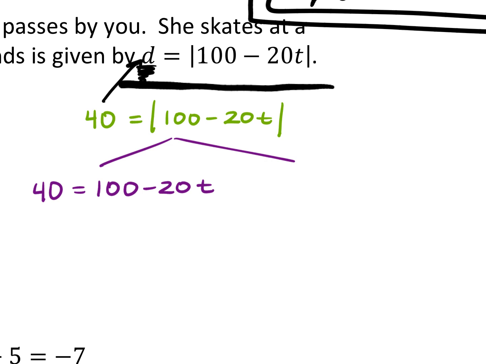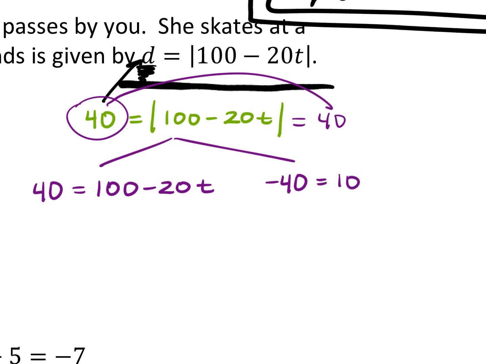What's the other equation going to be? Negative 40 equals the absolute value of 100 minus 20t. Make it the negative, right? I mean, if it helps you to flip it around and put this over here, that's totally fine too. But we want to change the isolated thing, the thing that's by itself. The 40 becomes a negative 40, still 100 minus 20t. And then you just solve both of those, okay?